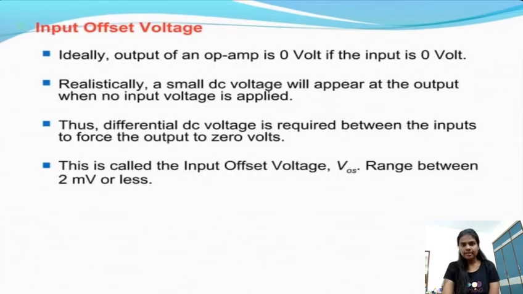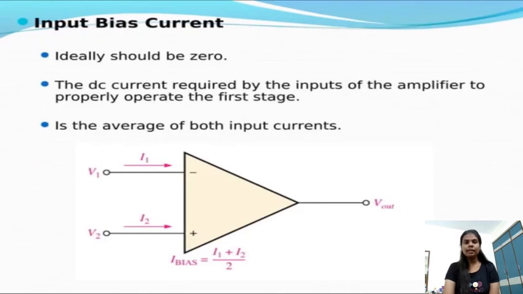The next one is input offset voltage. Ideally, the output of an op-amp is 0 volts if the input is 0 volts. Realistically, a small DC voltage will appear at the output when no input voltage is applied. Thus, a differential DC voltage is required between the inputs to force the output to 0 volts. This is called the input offset voltage, which is expressed as VOS, and the range is 2 millivolts or less.